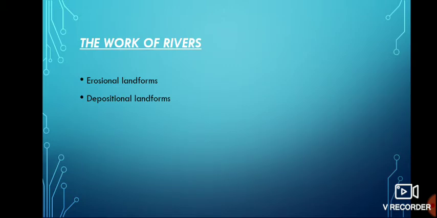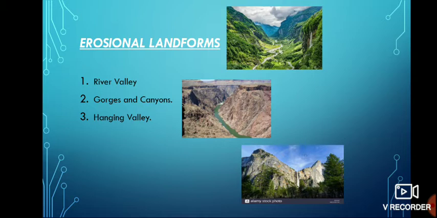Okay, what is the work of a river? Basically, a river performs two types of work. Erosional landforms are created by rivers and depositional landforms are also created by rivers. Let us discuss erosional landforms first of all. A river makes river valleys, gorges and canyons, and hanging valleys.